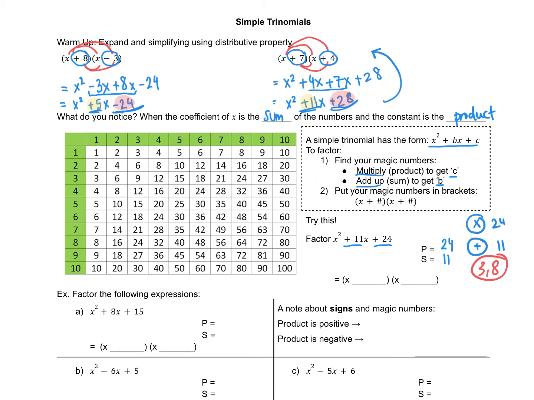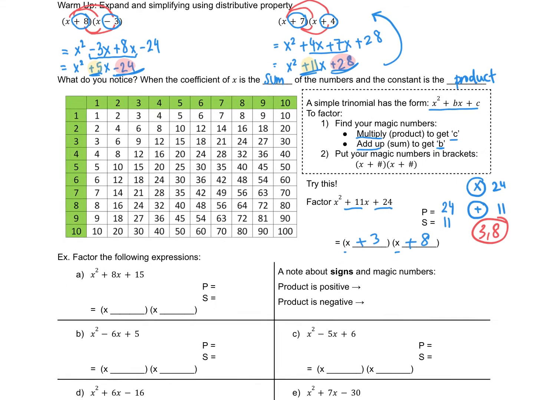Each bracket will start with the x, which I've already written for us. And then both were positive, so just x positive 3, x positive 8, and there it is. So let's try another one.